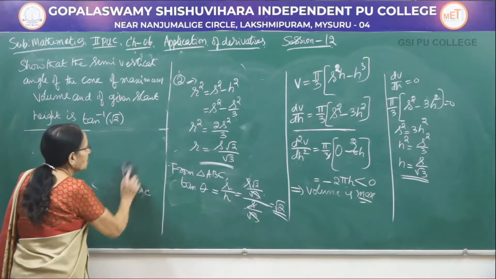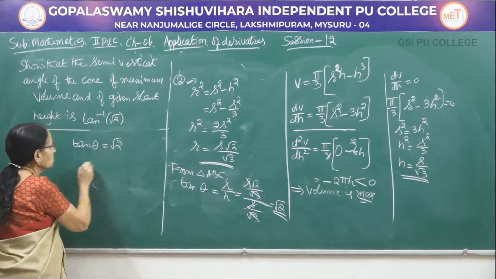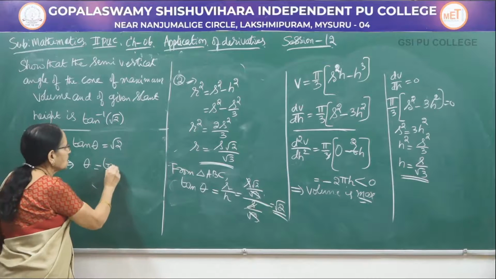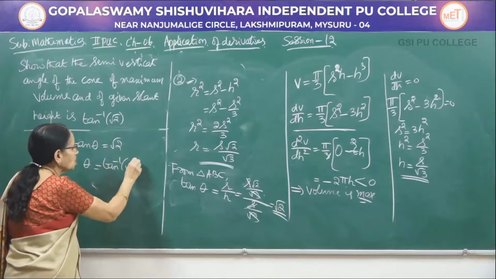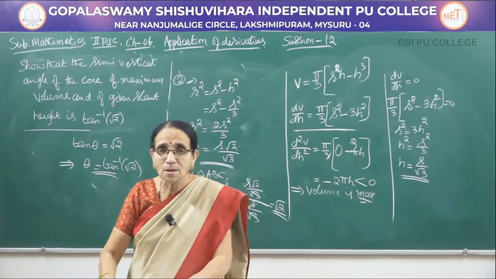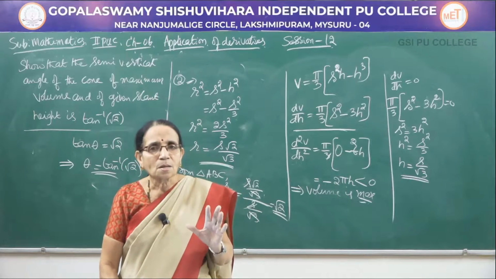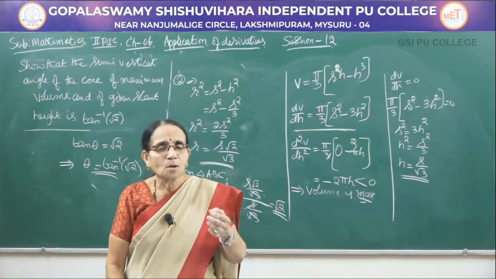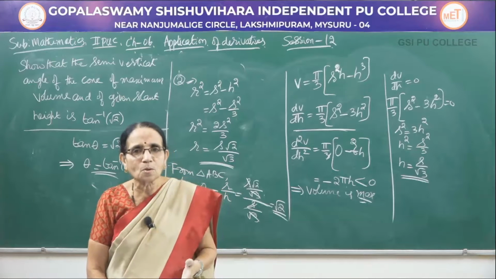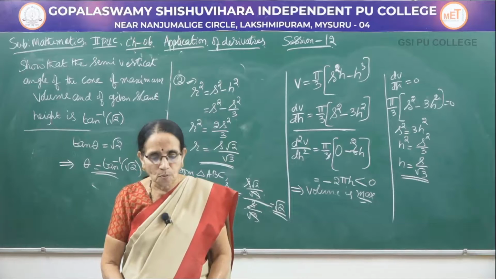That means tan theta is equal to root of 2, what does it imply? You have learnt about the inverse trigonometric function. Therefore, it is tan inverse of root of 2. So, this is how we have to get the semi-vertical angle in terms of the given quantity. That is, it was given that the volume is maximum. When the volume attains a maximum value, you have to show that the semi-vertical angle of this particular cone having a given slant height is equal to tan inverse of root of 2.